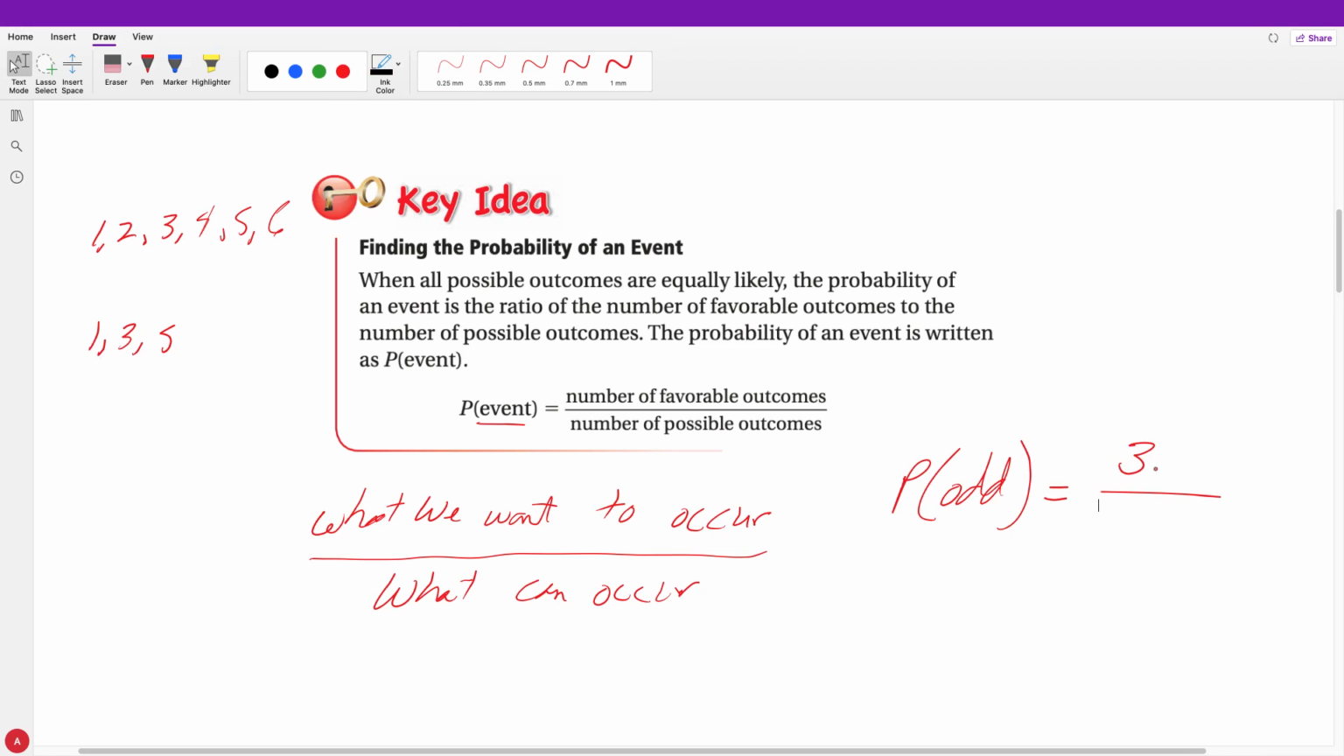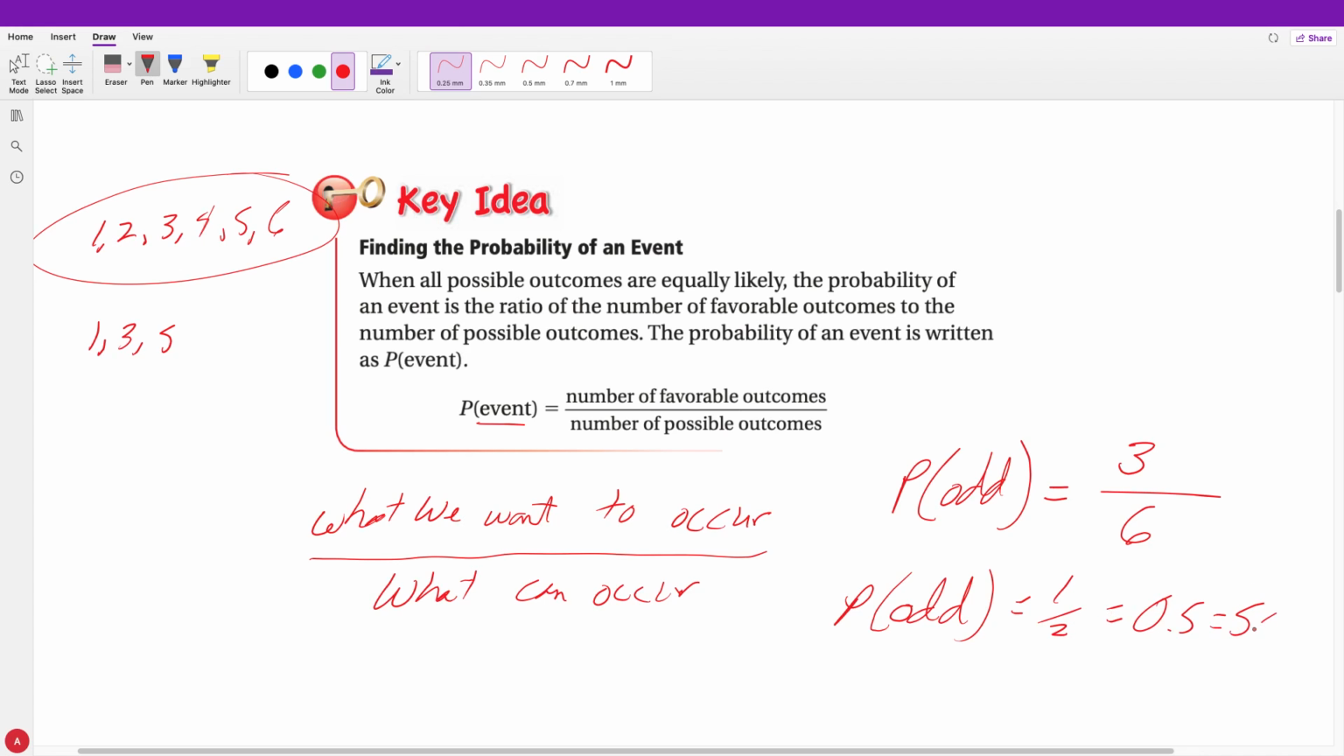And then we say, okay, what are all the possible outcomes that we have for rolling a die in general? And there are 6 different outcomes that we can get. So it becomes 3 over 6, or the probability of rolling an odd is equal to 1/2, which is equal to 0.5, or 50%. So going back to that chart that we have, this is equally likely or equally unlikely. It's right dead smack in the middle of what can happen. We have an equal chance of getting the odd numbers as we do of not getting the odd numbers. All right, so that's how we calculate the probability. It's what we want to happen, or the number of favorable outcomes, over what can happen.